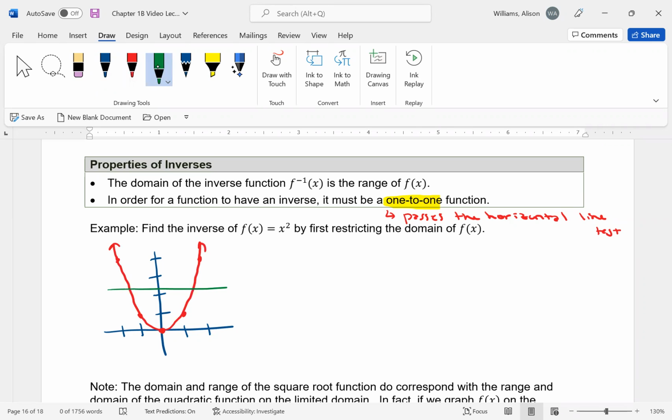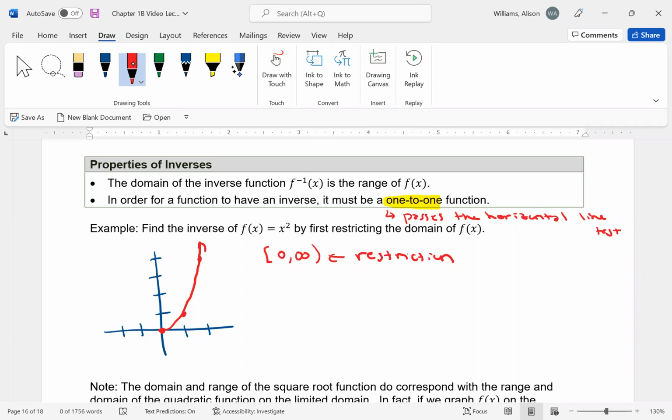So I need to restrict this equation so that I can find the inverse of it. I'm going to restrict it to being just half of the graph. I'm going to take the positive half. I'm going to erase a little bit of what I have here and take that side of the graph. So I'm going to restrict the domain to being from 0 to infinity. That's my restriction. Now it's going to pass the horizontal line test. You could have restricted it to the negative half, but most of the time it's nicer to work with positives.